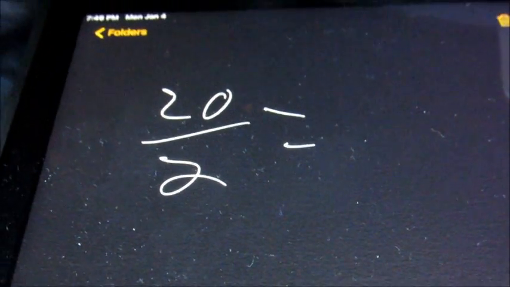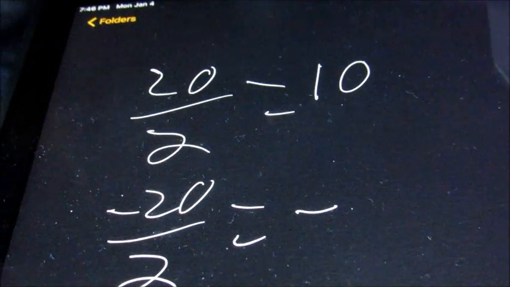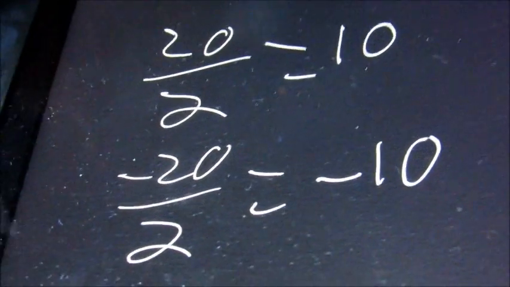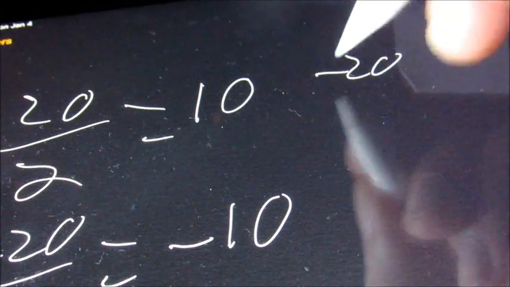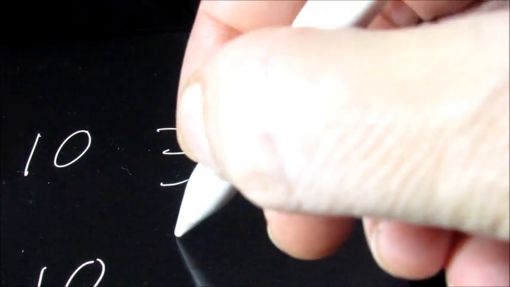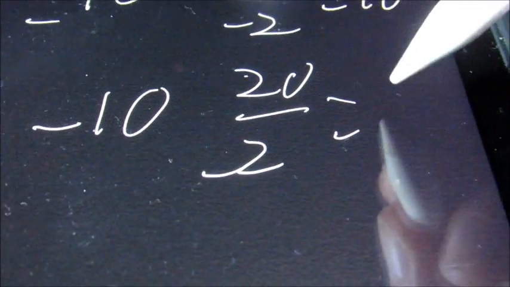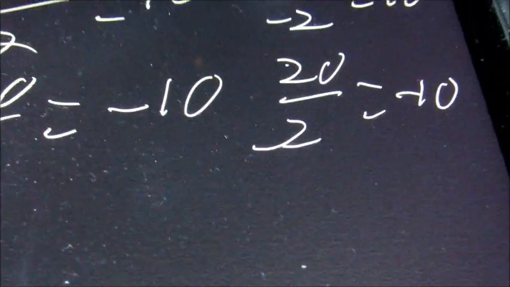So for dividing, say we have 20 divided by 2. We have 2 positives here, so we're just going to get 10. Say we have negative 20 over 2. We have one negative, so our answer is going to be negative. It's going to be negative 10. If we have negative 20 over negative 2, dividing negative by negative, so we're going to get positive 10. And say we have 20 over negative 2, we have one negative, so the answer is going to be negative 10.